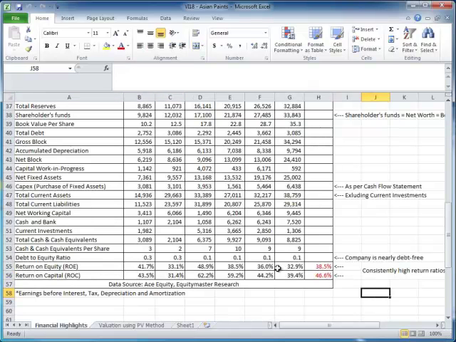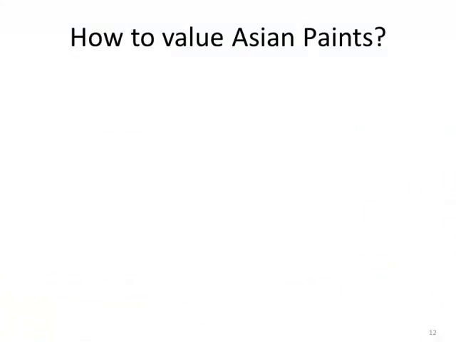Okay, so let's now go back into PowerPoint and talk about how to value Asian Paints.